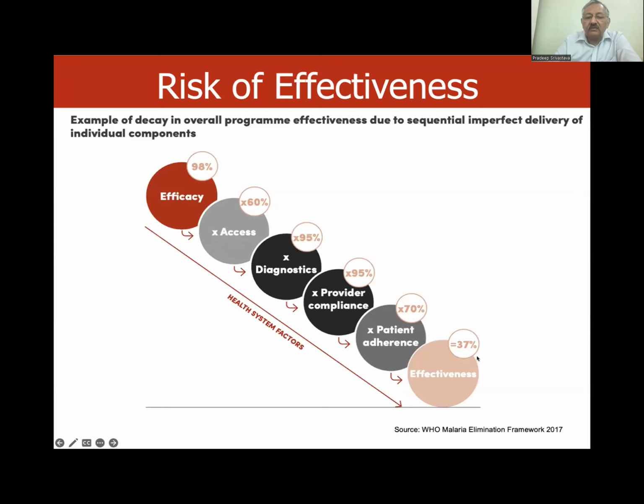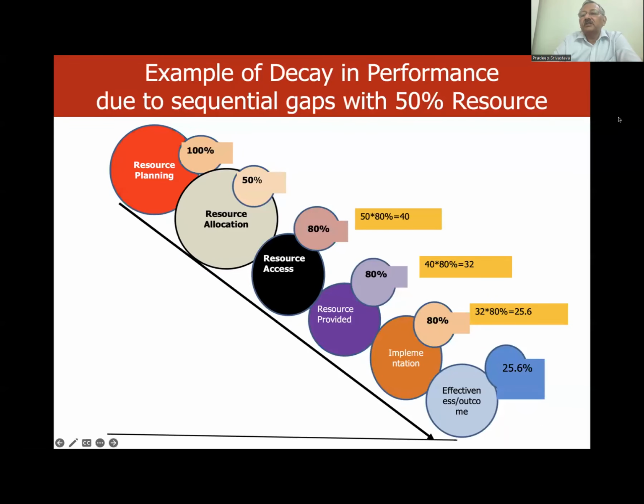To understand a little more, look at this chart, especially designed for our vector-borne diseases. For example, you have planned in a strategic plan for 100%, and you have made a budget plan. If you are getting only 50% of that, and out of that 50% your performance is very good, say you have performed 80% of whatever you have been given, then out of 50%, 80% means your output is actually only 40% against the plan.